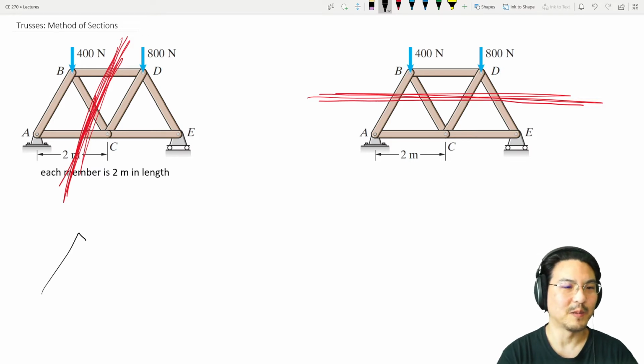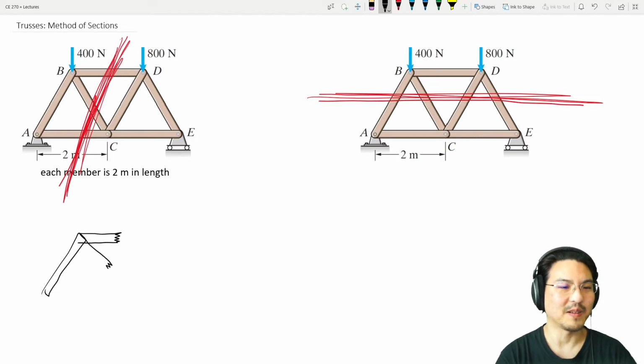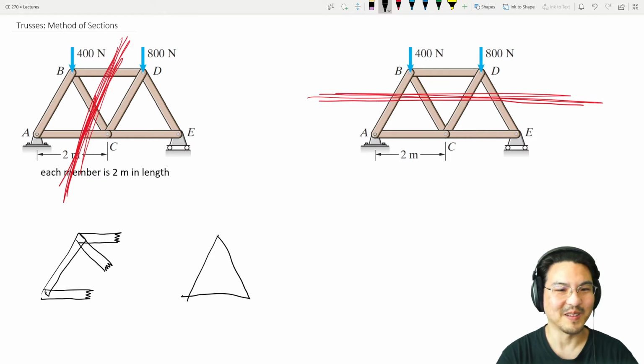So for example, it looks like this, but it got cut here, and this beam got cut like that, and then AC got cut like this, right? And then on the other side, I won't draw it in as much detail, just draw it as sticks like this. It got cut here, and here, and here. So then what you do is you draw the free body diagram of each section.